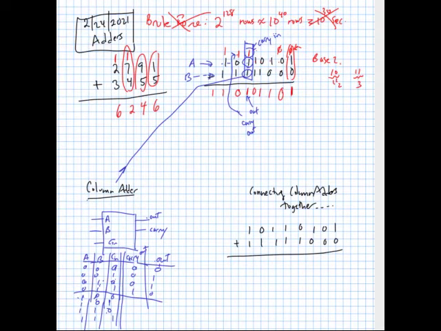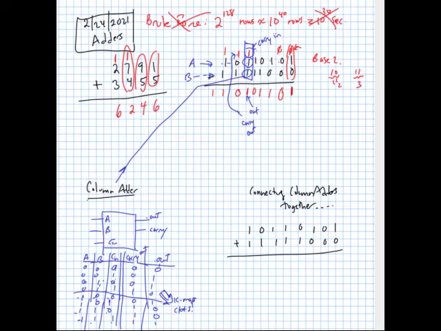A 1 plus a 0 plus a 0 gives us a 1. A 1 plus a 0 plus a 1 gives us a 2. A 1 plus a 1 plus a 0 gives us a 2. And finally, a 1 plus a 1 plus a 1 gives us a 3. And then from here, we can make K-maps and draw circuits and get what we need for that column adder. That you should be able to do.